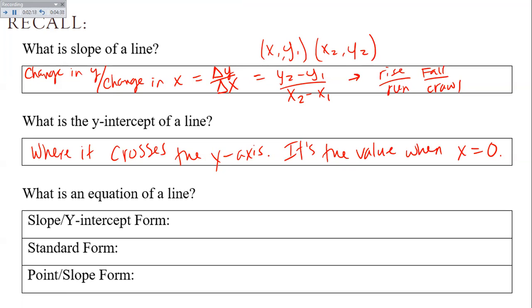So there are three ways to represent an equation of a line. We have slope y-intercept form, we have standard form, and we have point slope form. Each way depends on the situation and also kind of is subjective on your comfort. So we have slope y-intercept form, and that's y equals mx plus b. That's the most common, the most comfortable, the most utilized, right?